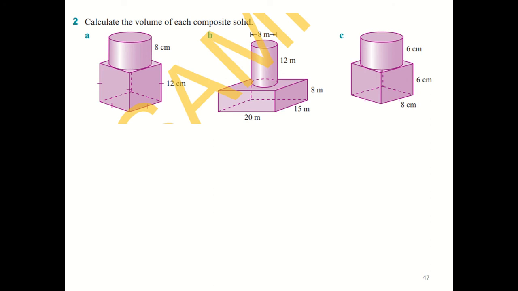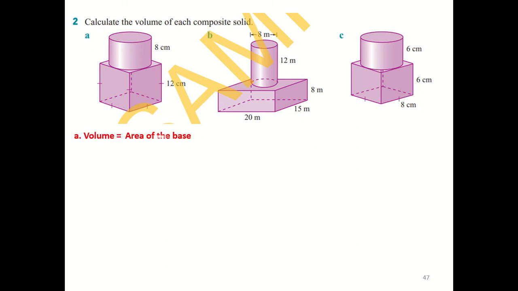Good morning, guys. I will be calculating the volume of each composite solid that is given. With A, please note that you have a cylinder on top of a cube and the edges of that cylinder lie on the edges of the cube, meaning that the diameter of the cylinder will be equal to the length of the cube.